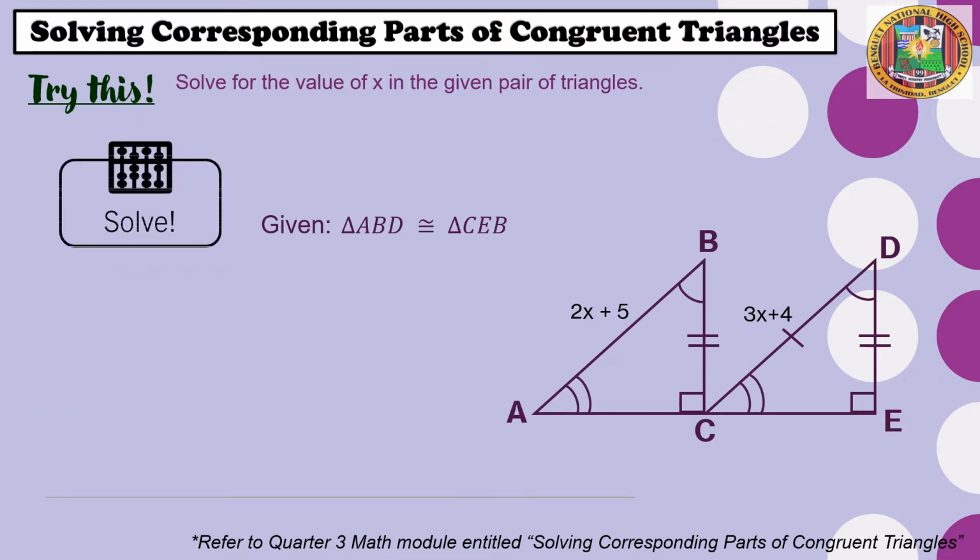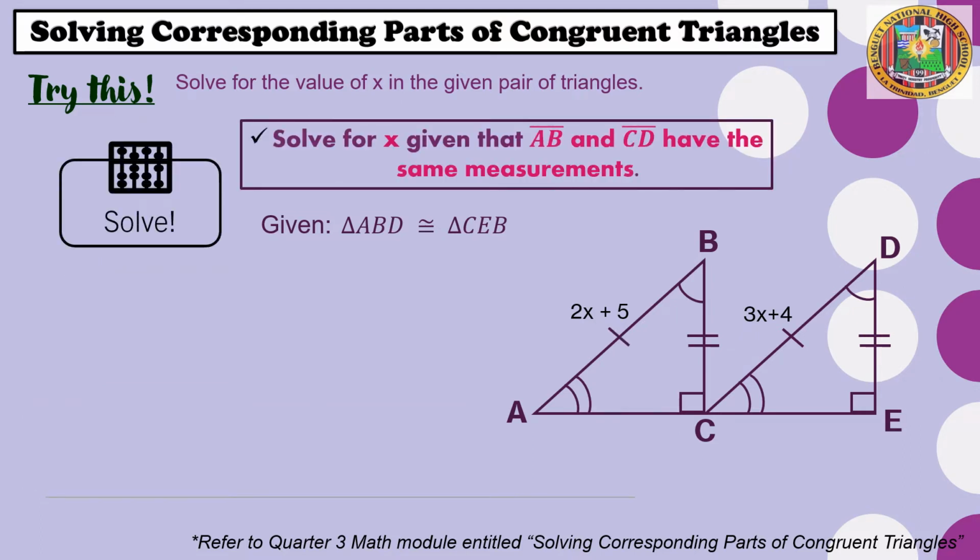Let us solve. Now that we know that sides AB and CD have the same measurements, we are going to represent that relation through the equation: the measure of segment AB is equal to the measure of segment CD.